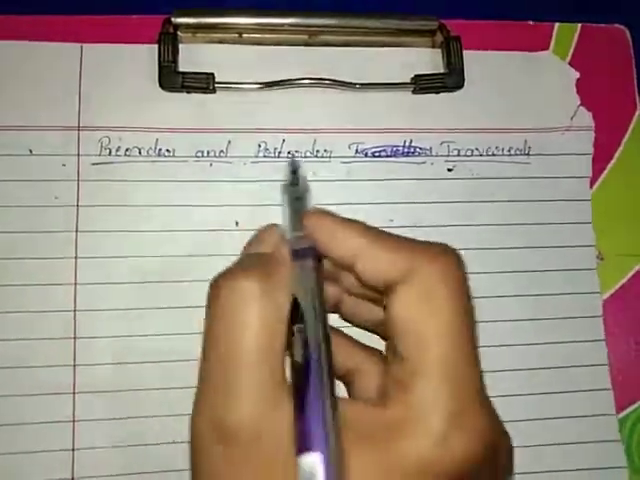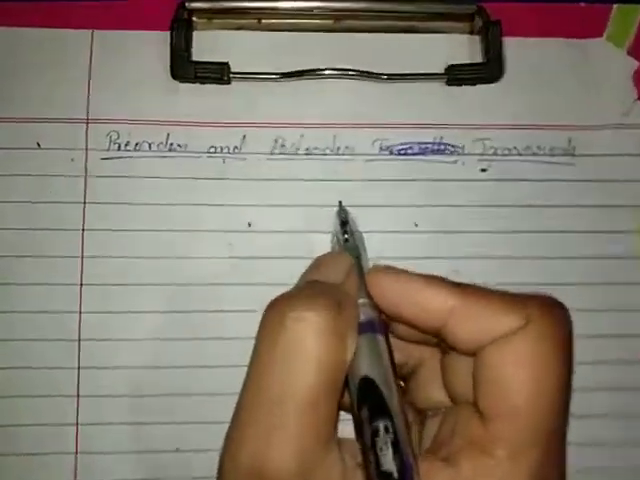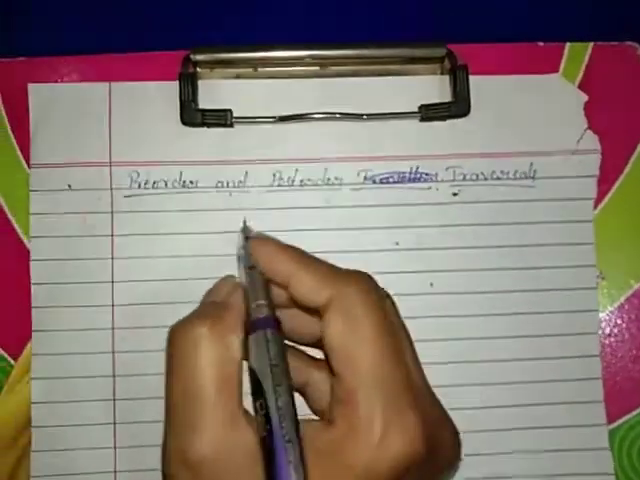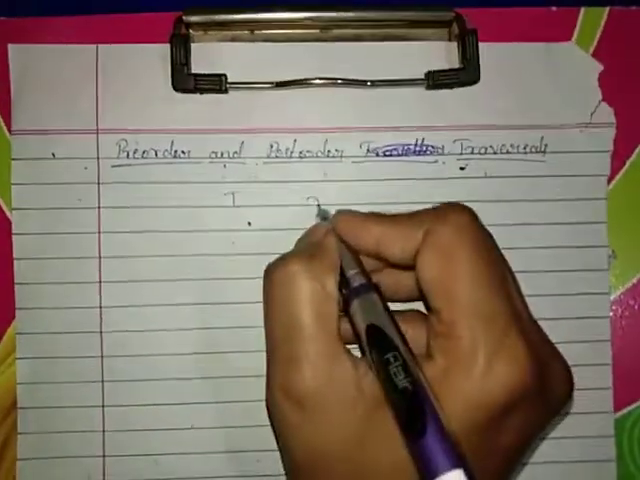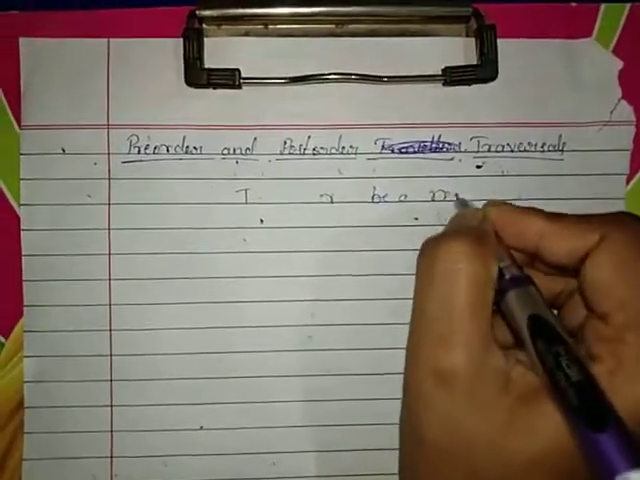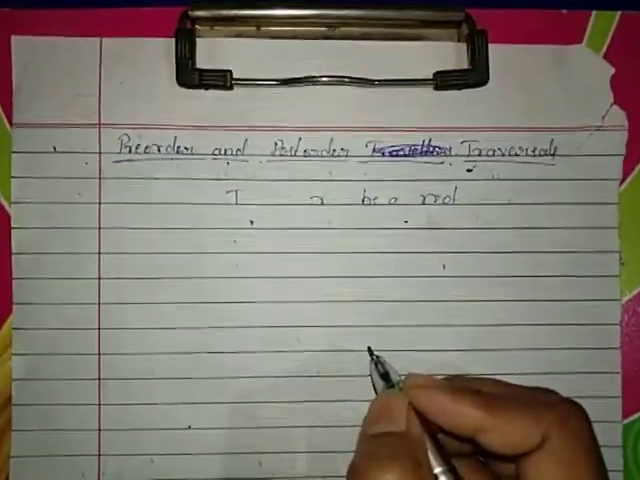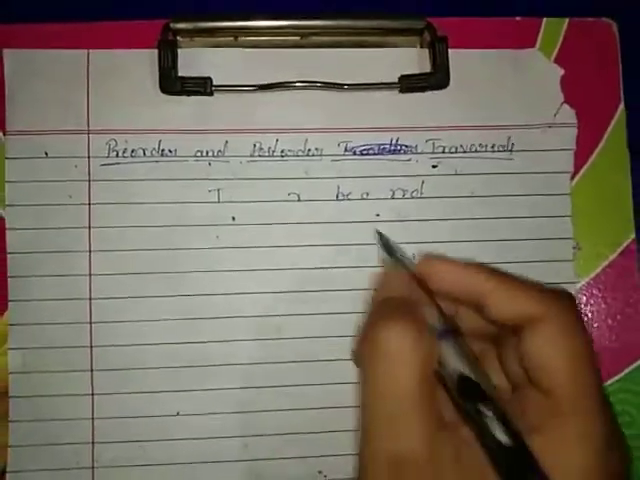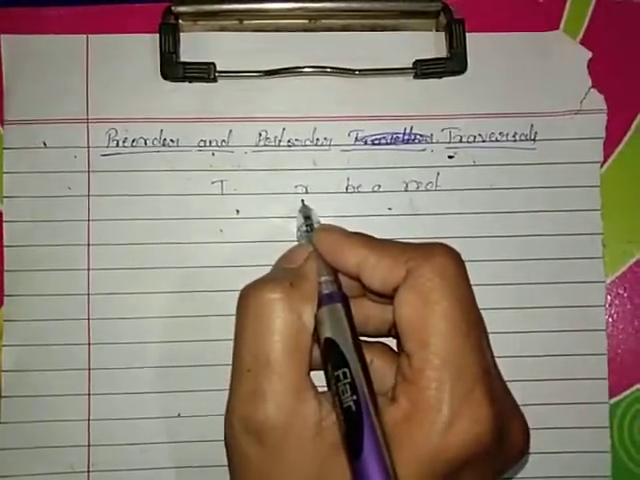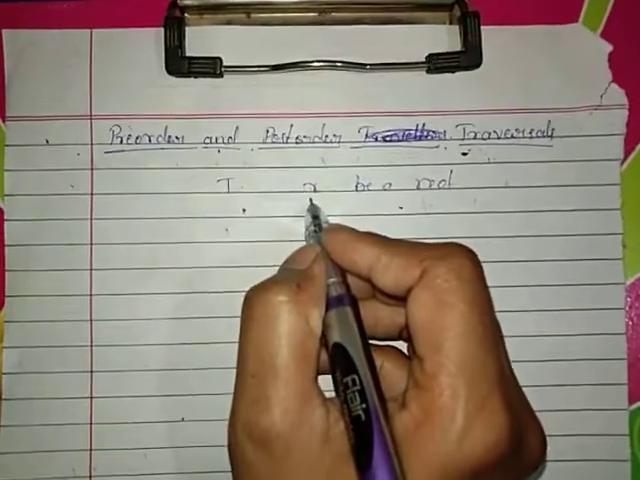The topic is pre-order and post-order traversals. Pre-order and post-order traversals: consider a rooted tree, where R is the root. Let us denote the subtrees of the tree from left to right.